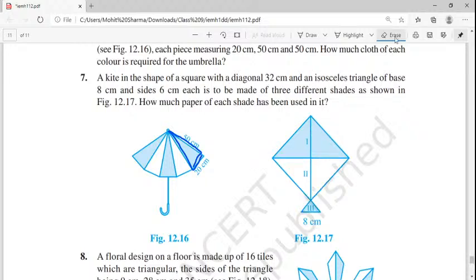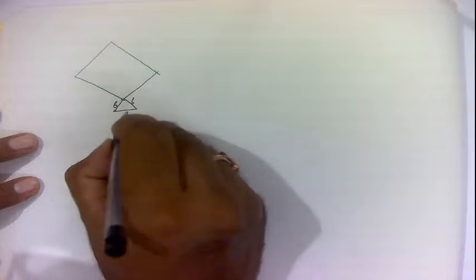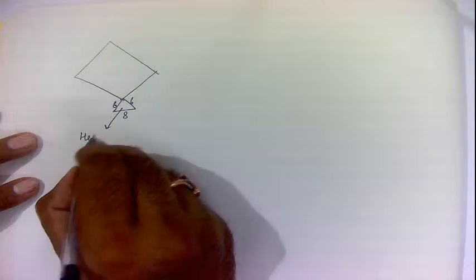So here, according to the dimensions, we will work it out. We are given a square-shaped kite, which is in square shape, and there is a triangle at the bottom. Now this triangle is 6, 6 and 8. You can find the area of this triangle using Heron's formula. This will give you the area of the third part.